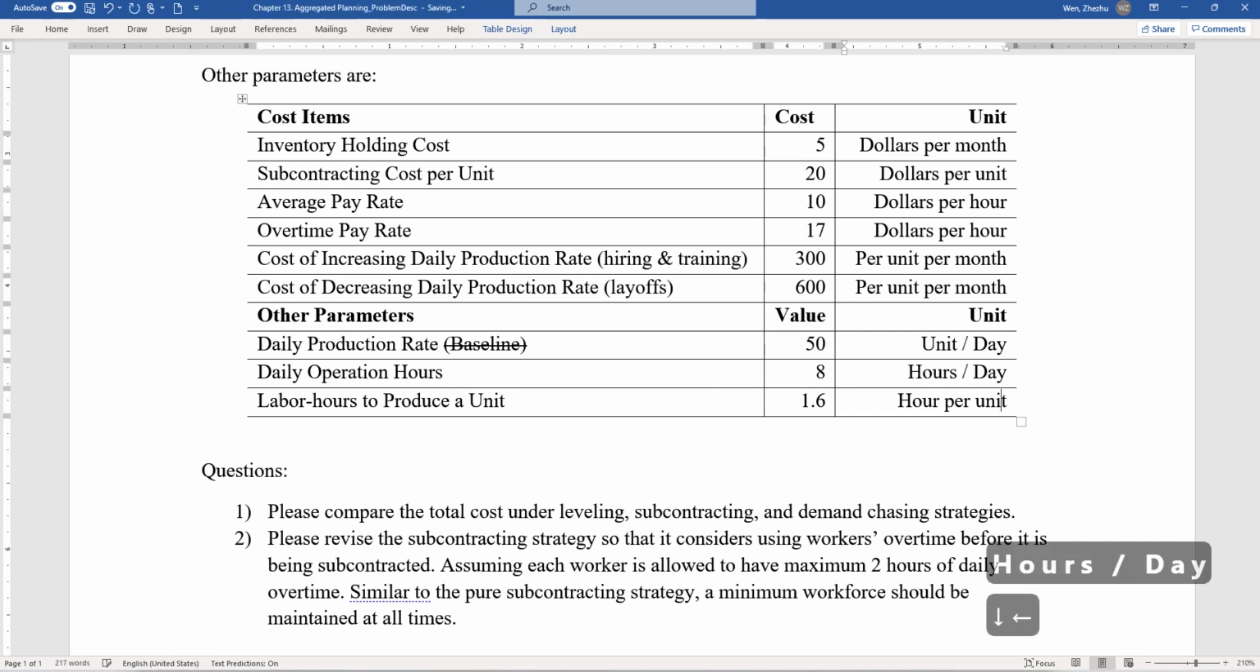And what is it? Labor hours to produce a unit. It takes 1.6 hours to produce 1 unit. So I'm just going to make it as a per.